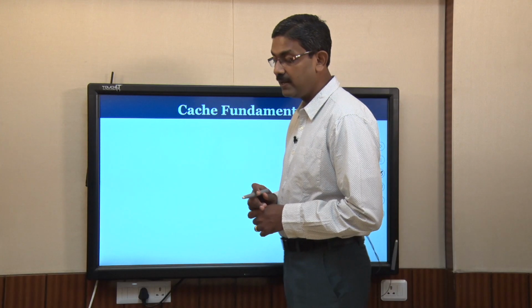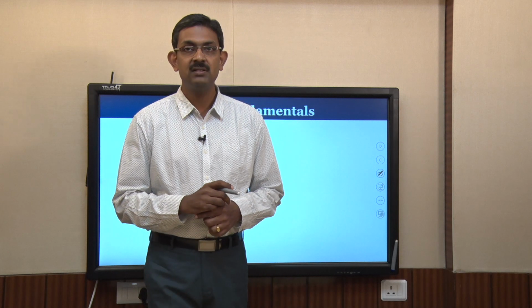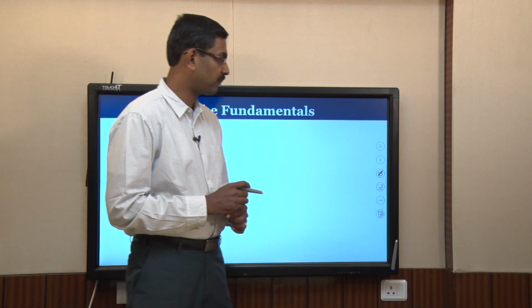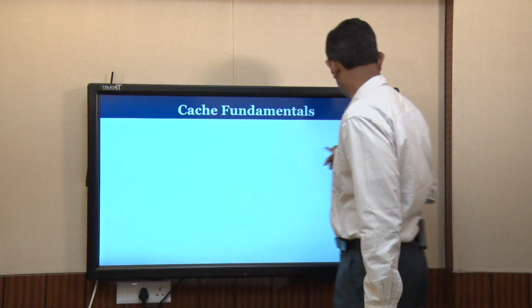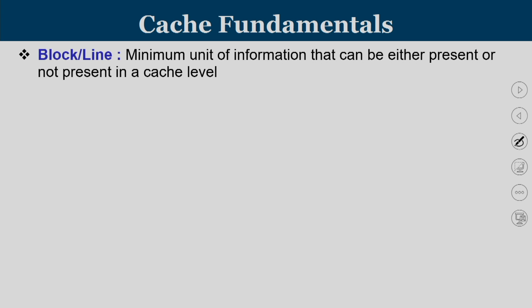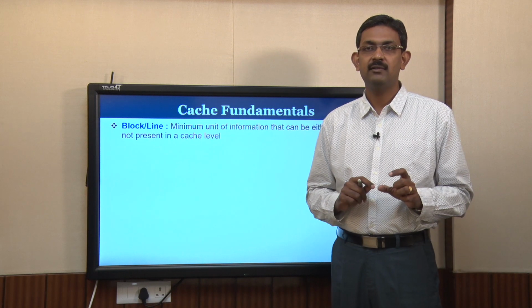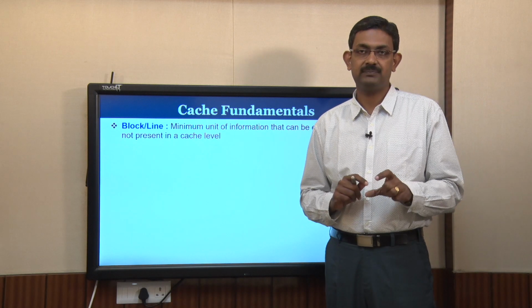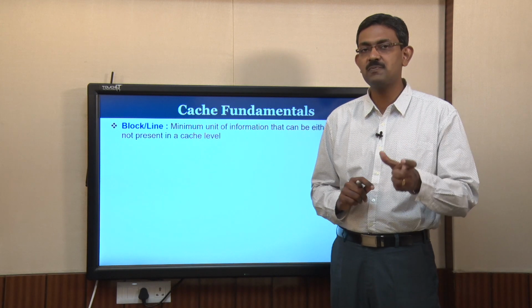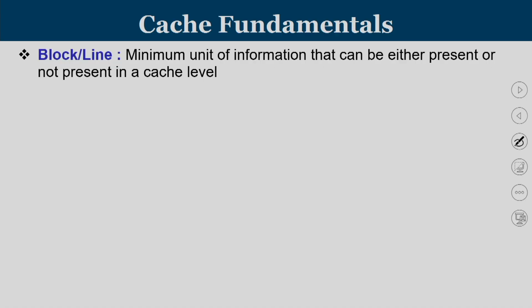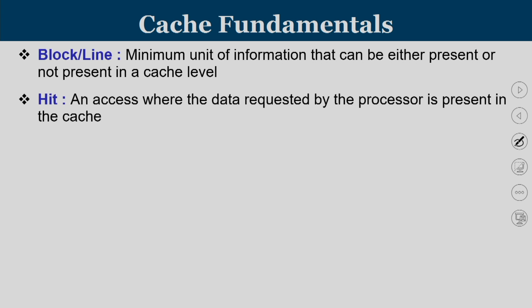We will now try to see some of the common terms that are used in the case of cache memory principles. The first one is block or a line. The terms block and line are basically the same in the context of cache memory. It is the minimum unit of data that you bring from the next level. So, either a block is present or a block is not present. It is the minimum unit of information that can be either present or not present in a cache level.